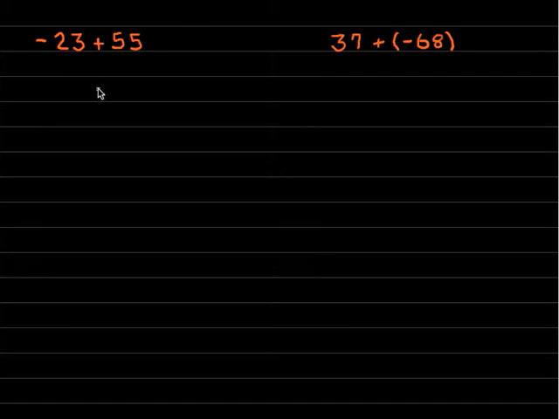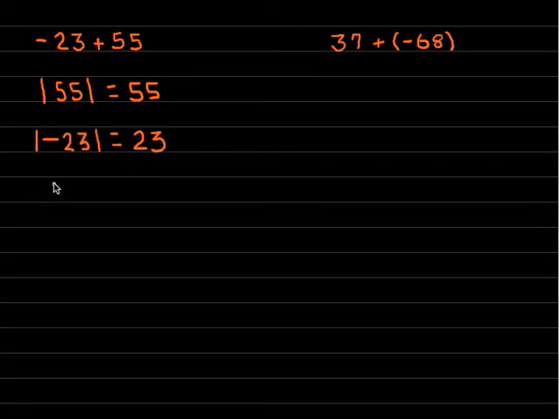We first find the absolute value of each of the numbers being added. So I have the absolute value of 55. That's simply 55. Remember, the absolute value is how many steps away from 0 the number is. The absolute value of negative 23 is simply 23, because negative 23 is 23 steps away from 0 on the number line.